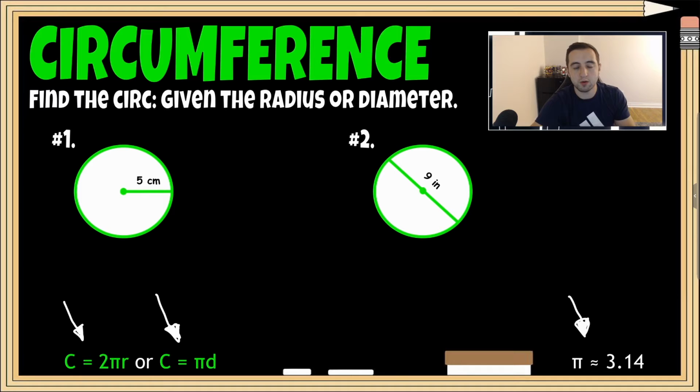Now, pi is an irrational number. It goes on forever, and we just tend to approximate it by its first few digits, which is why I'm using 3.14.